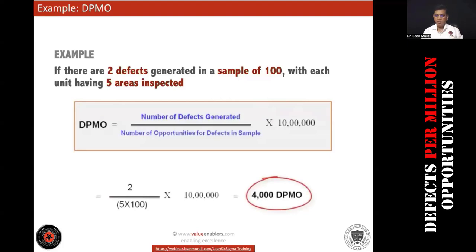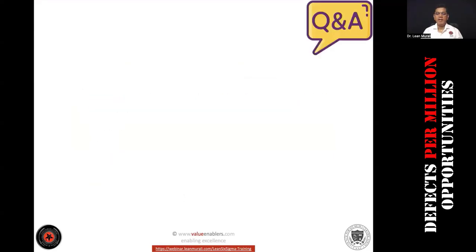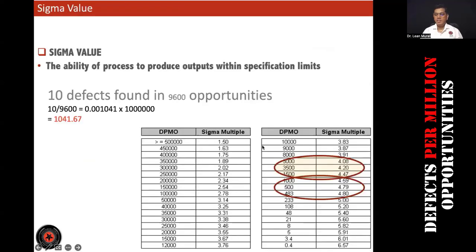Okay. 4,000. Since we had 4,000, I picked that up from the table. We had picked up those numbers, so you can see from the earlier table that we had 4,000. How much sigma level is 4,000? That's why probably I put it here. All right, just a moment.